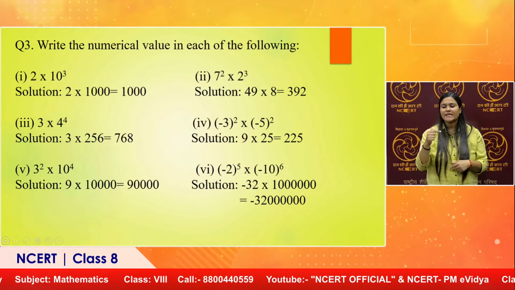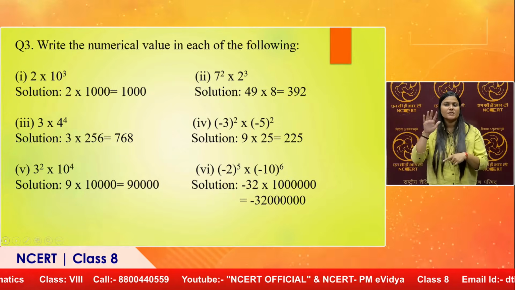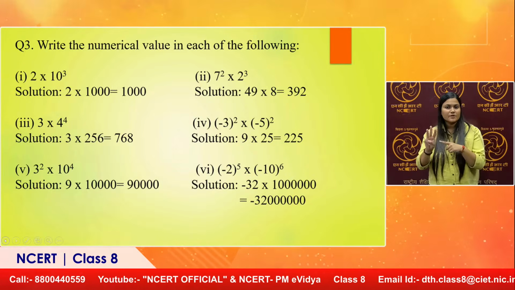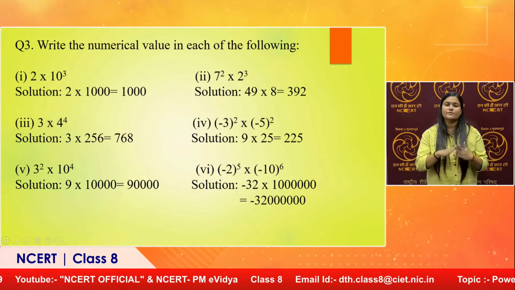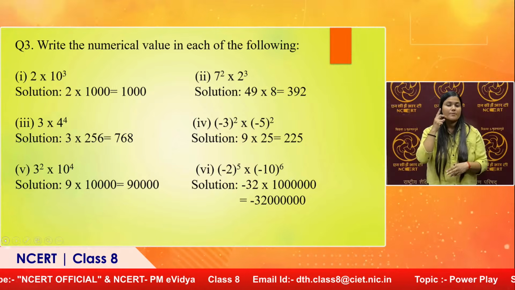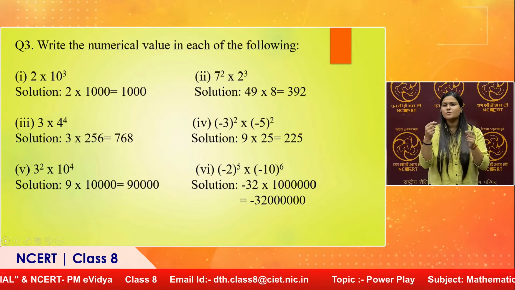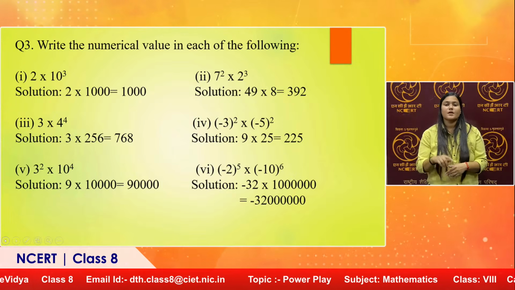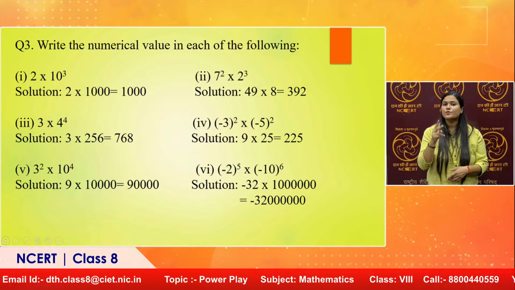Fourth part, minus 3 square into minus 5 square. What is minus 3 square? 3 into 3 is 9 and 5 into 5 is 25, so 9 into 25 is equal to 225. Remember here children, when we square, we have minus 3 into minus 3. What is minus into minus? It is plus. So, we will have a plus 9 here. Likewise, minus 5 into minus 5 is also plus 25. So, we will have a positive value 225.